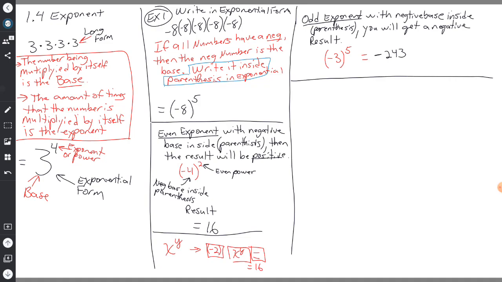Well, and this one, if we were looking at it in long form, this is how it would look. So negative 3 times itself 5 times. But if you have a calculator, you can look at it from here. Negative times a negative gives you a positive. Then this positive times this negative gives you a negative. So now we have a negative times a negative again, which gives you a positive, times a negative, which gives us back a negative.